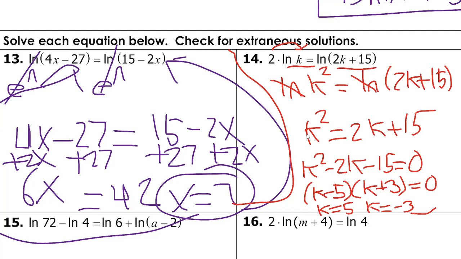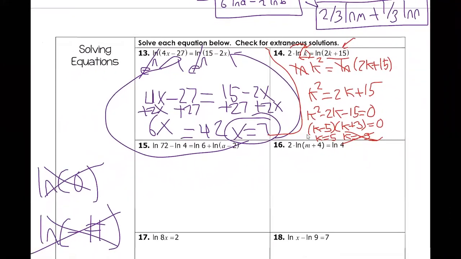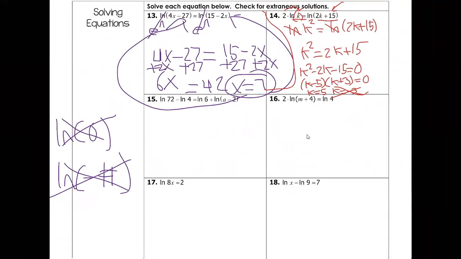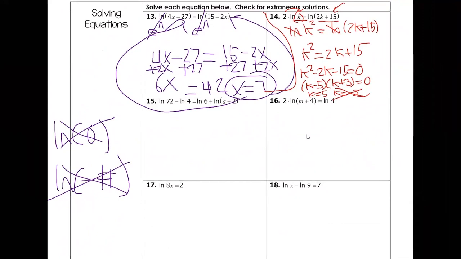But negative 3 is a problem, because if I plug negative 3 in for k, that's going to give me a negative input into a log or a natural log, which is a problem. So that's extraneous. Even though the right side would be negative 6 plus 15, which would be positive, if you're plugging it into any of the log parts in the original equation and you get either 0 or a negative input, that's a problem.